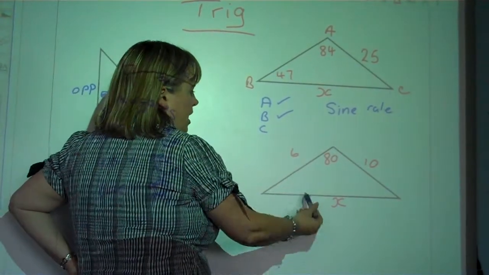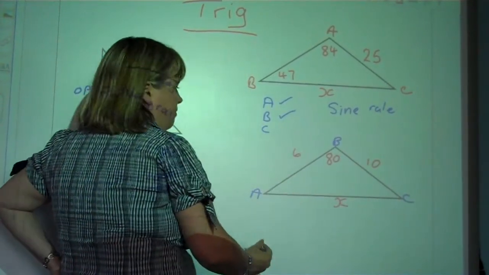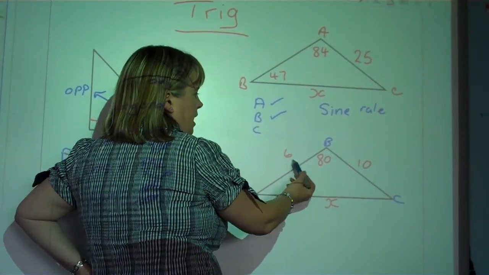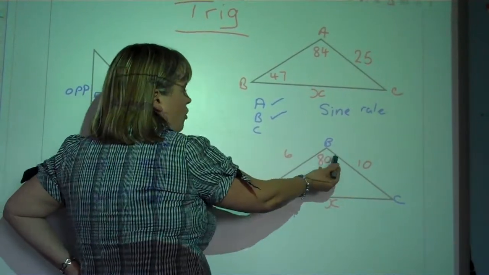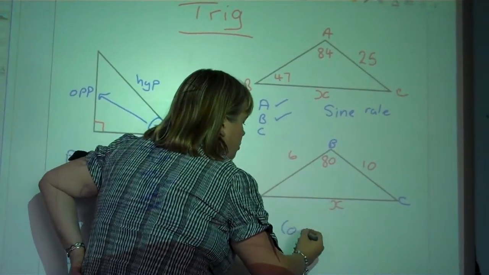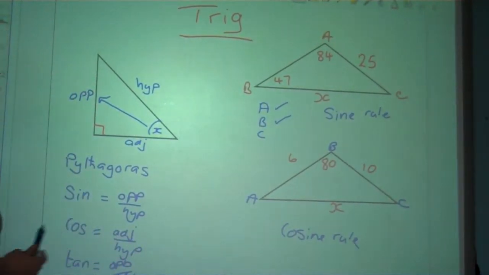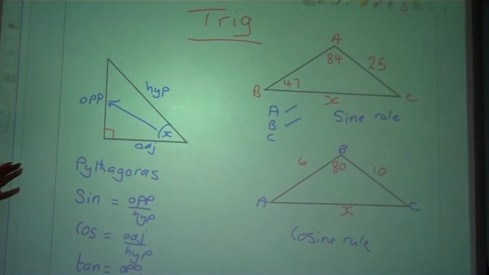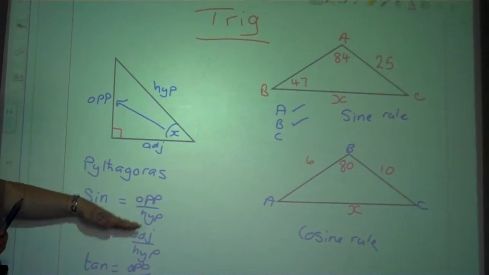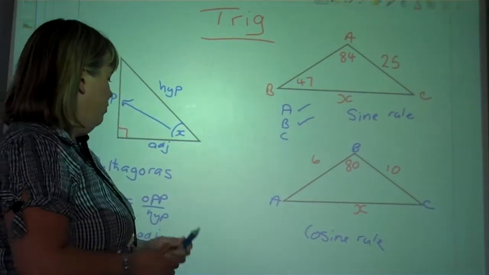If you look at this question here, and I label it up A, B, and C, I've only got one angle, okay? I'm asked for a side, and I've got the other two sides. If I've got an angle, and the two sides around it, then I'm going to use the cosine rule. Okay, so first part of your trig question is deciding which rule you're going to use. Are you going to use Pythagoras? Are you using a trig ratio? Are you using the sine rule? Are you using the cosine rule?